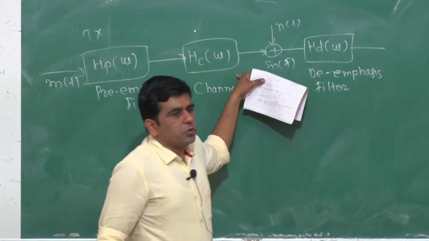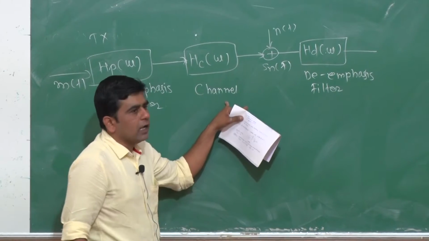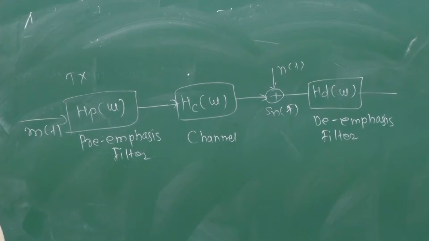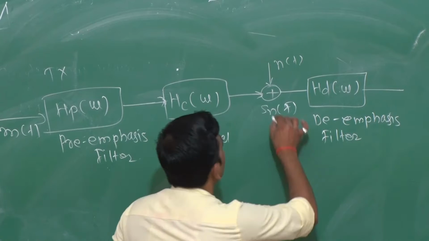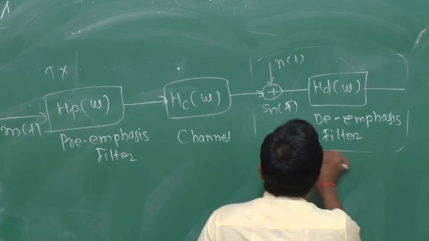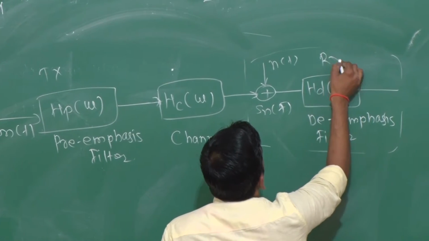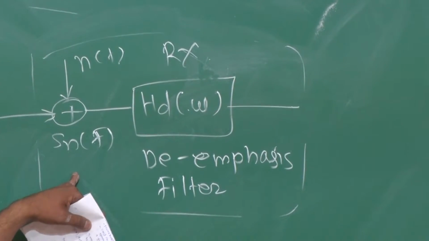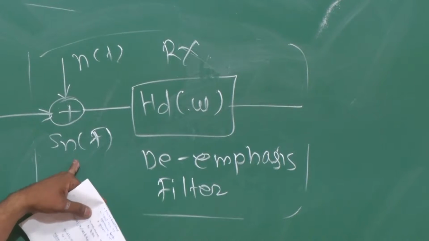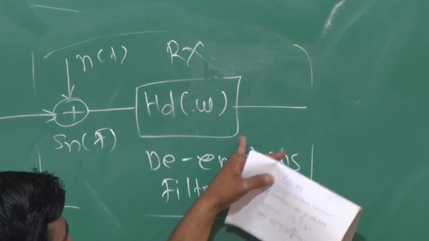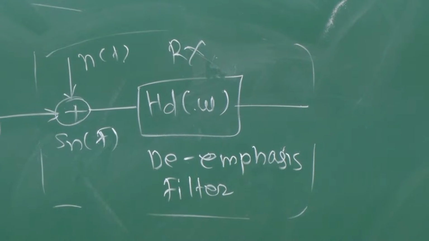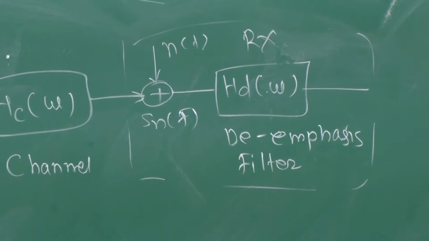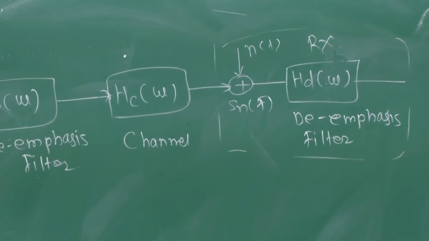This message signal is transmitted through the medium. Here we call it a channel, which can be represented by this filter Hc of omega. Then it is received. At the receiver, your noise n of t is added to the system with some power spectral density, and at the receiver we have the de-emphasis filter. So here we have to consider m of t.